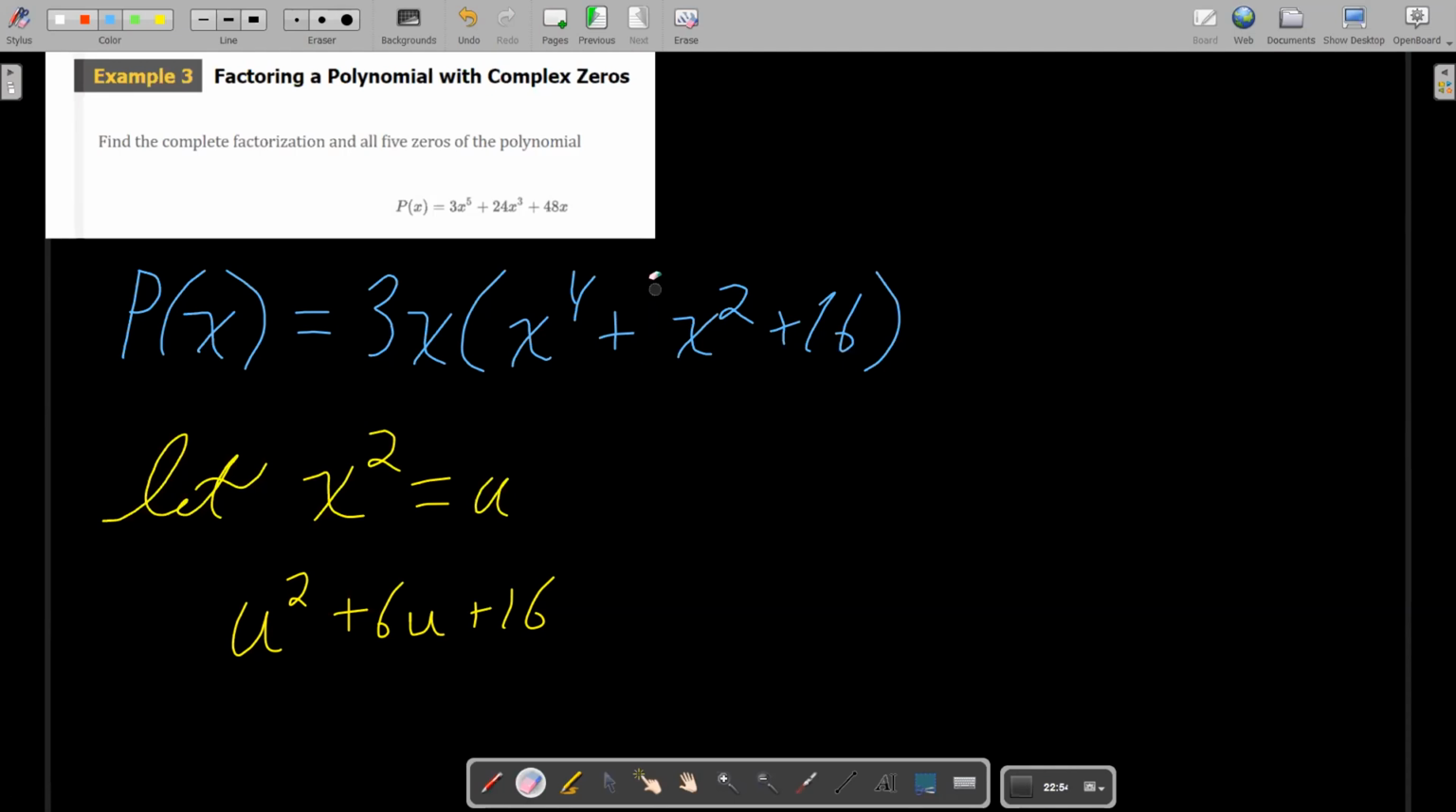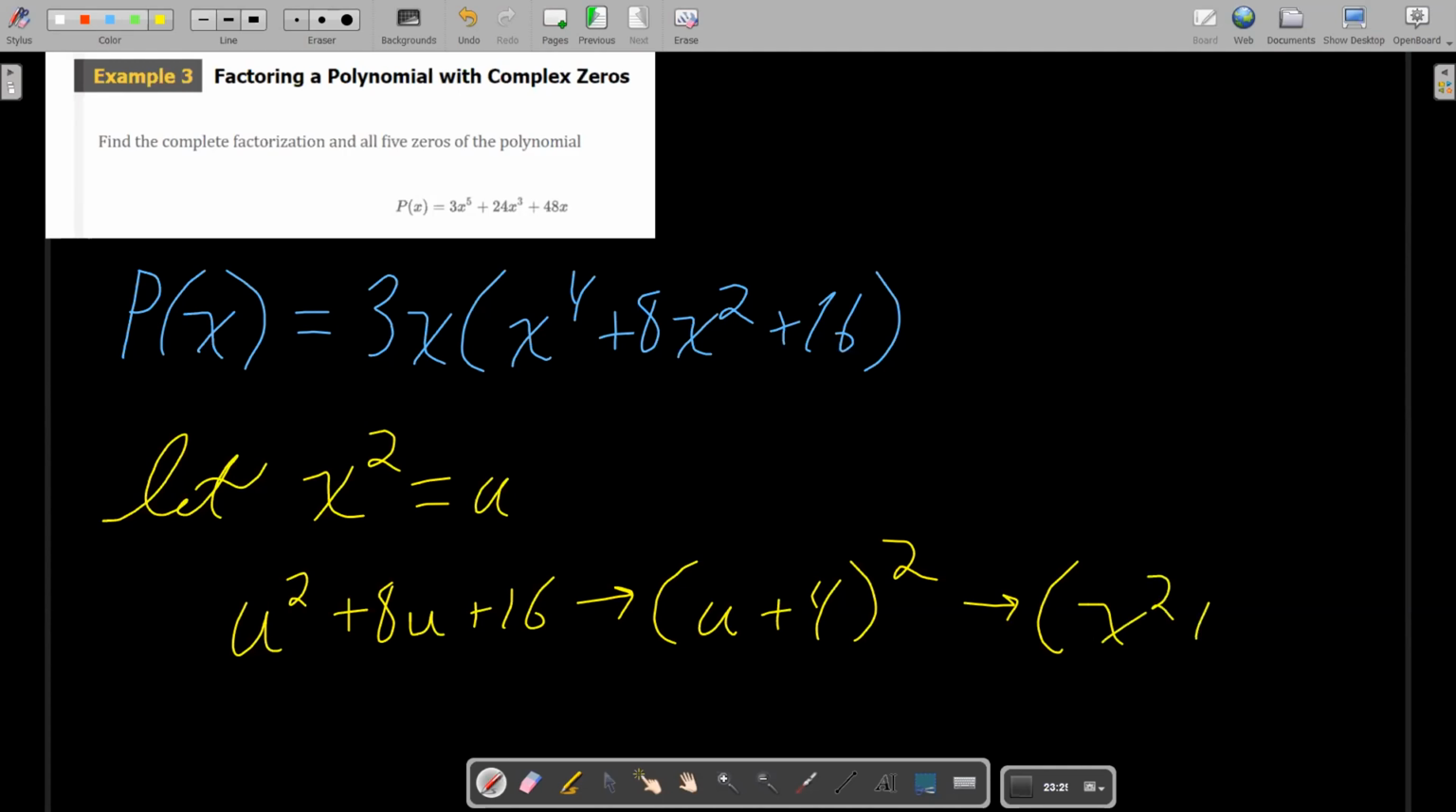Yeah, it didn't look like it went evenly, so that's supposed to be an 8. Okay, so u squared plus 8u plus 16, and we know that this is a perfect square trinomial, right? So we can factor that into u plus 4 quantity squared. Well, at the onset, I said let x squared be equal to u, so I can change this back into x squared plus 4 quantity squared.